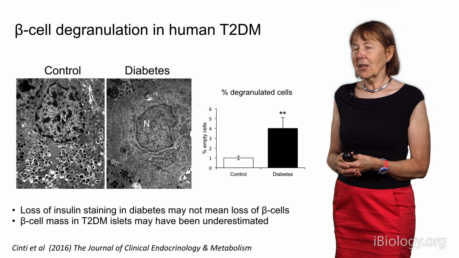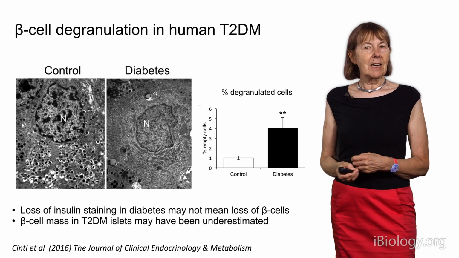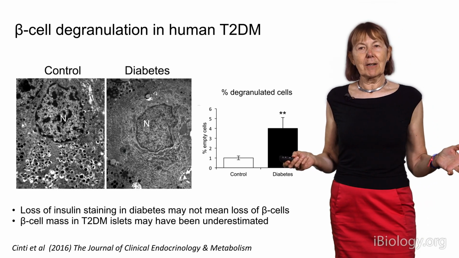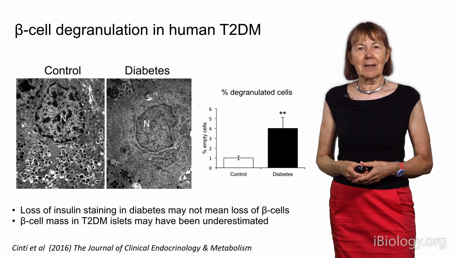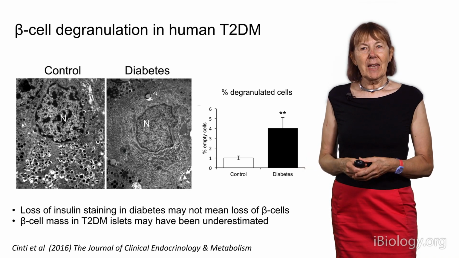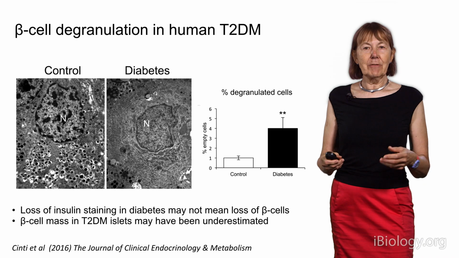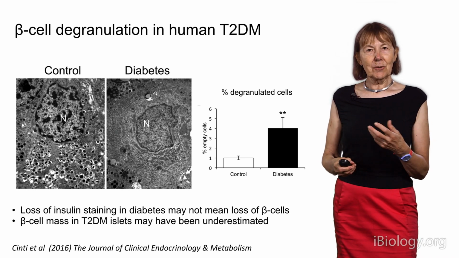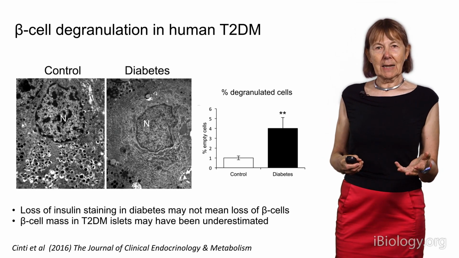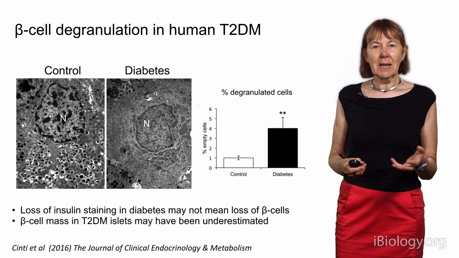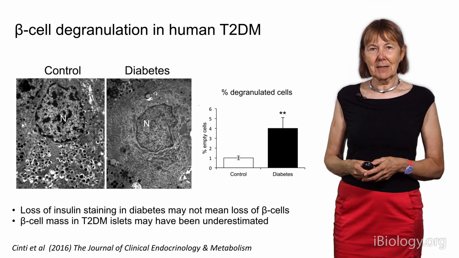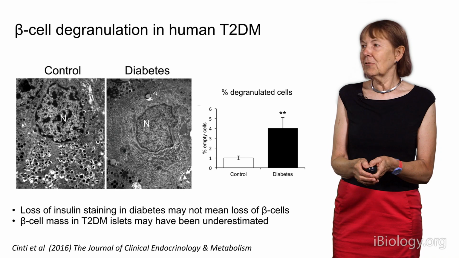So this suggests that the loss of insulin staining in diabetes doesn't necessarily mean loss of pancreatic beta cells. They may not actually be dying. They may be there, but what's happened is they have lost their insulin granules. And this also suggests that the beta cell mass in type 2 diabetic islets may actually have been underestimated. There may be more beta cells there than originally thought.